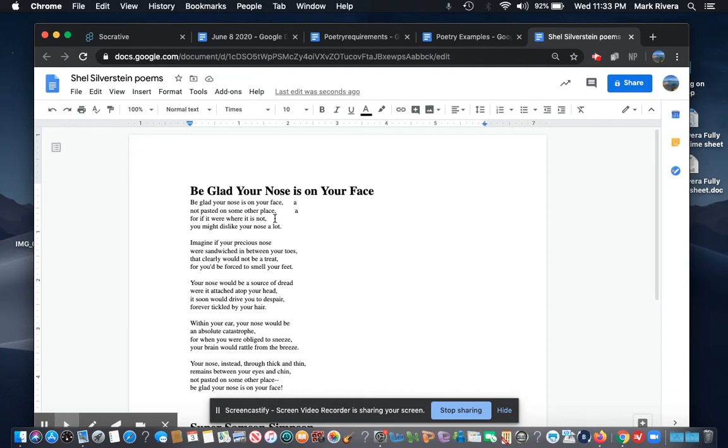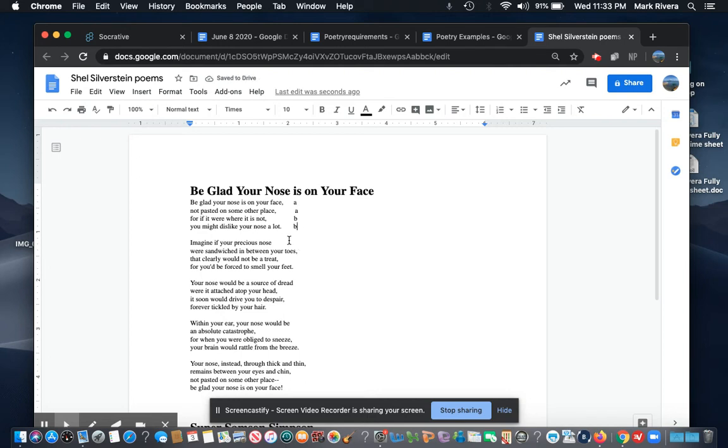Then I look at the next word, which is not. Does not rhyme with face and place. No, it doesn't. So it's going to be the next letter of the alphabet, which is the letter B. Now let's look at the next word, lot. Does lot rhyme with face? No, it doesn't, but it does rhyme with not. So it's going to be that same letter. So it's A, A, B, B.